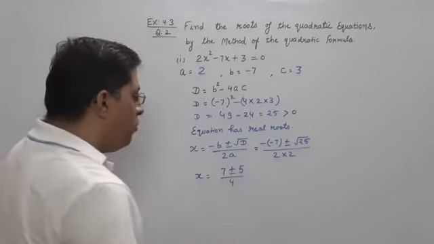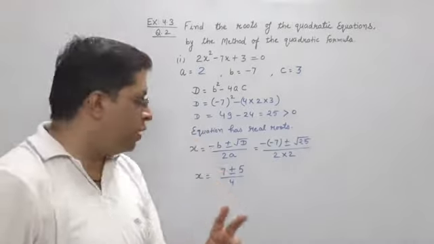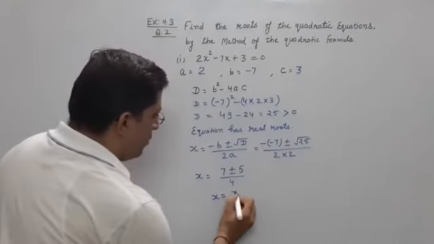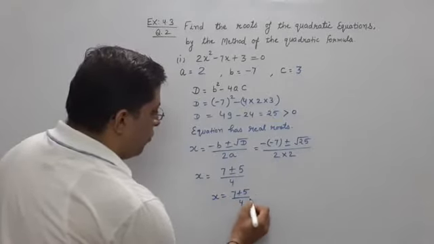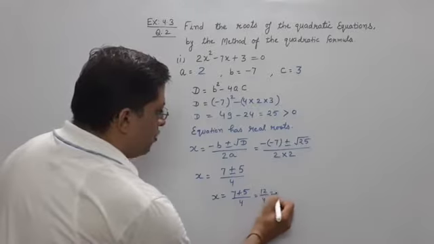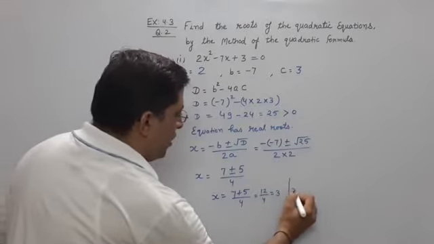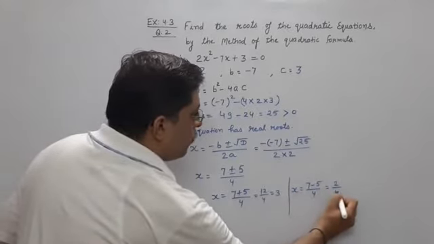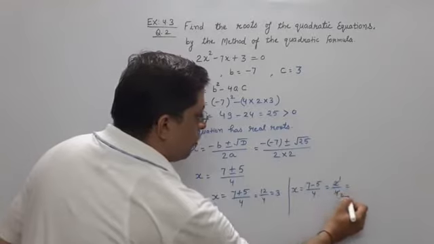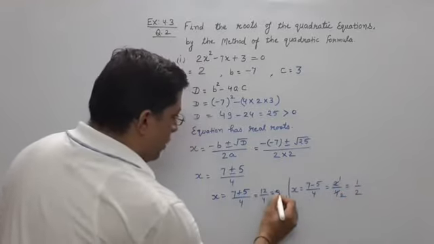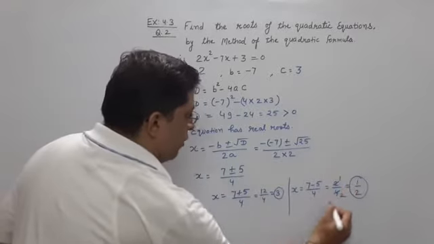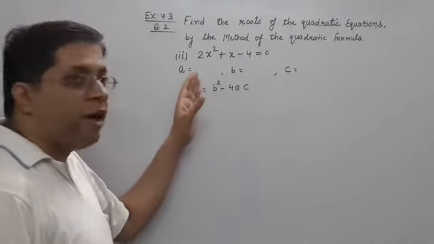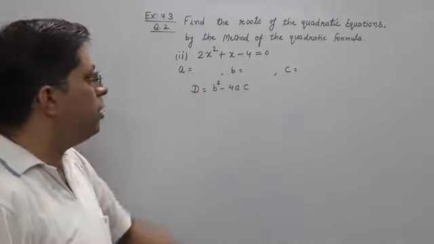Now what to do? You have to find out two roots, taking the plus sign and the minus sign. See here, I am taking the plus sign. 7 plus 5 upon 4, 12 upon 4, it is coming 3. If I take the minus sign, then 7 minus 5 upon 4. This is 2 upon 4. If I cut 2 and 2 to the 4, this is 1 upon 2. Then the 2 roots are 3 and 1 by 2. This is your answer.